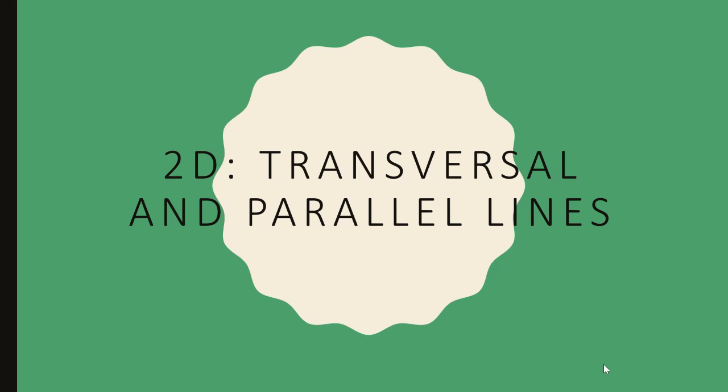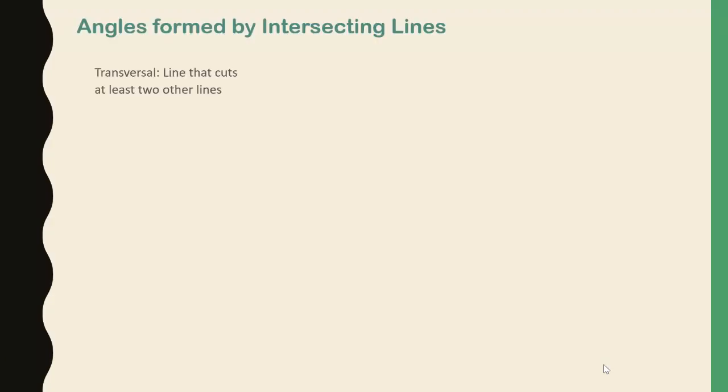Welcome back to Maths. Today we are doing 2D transversal and parallel lines. All right, so what is a transversal line? A transversal line is a line that cuts at least two other lines.